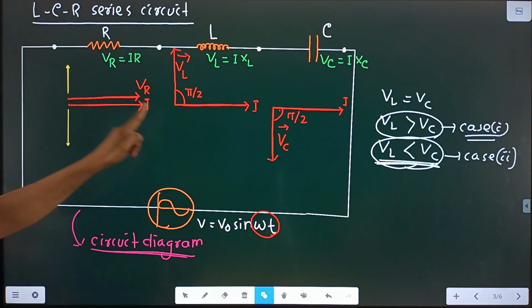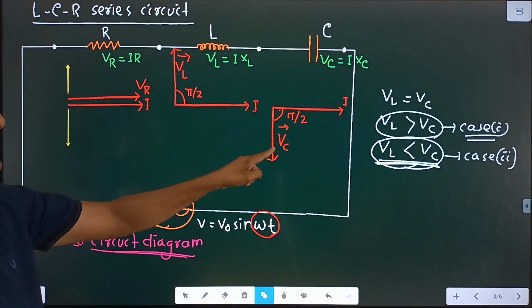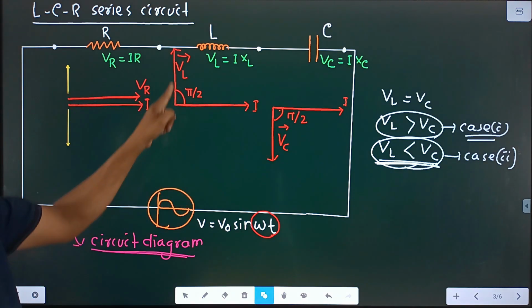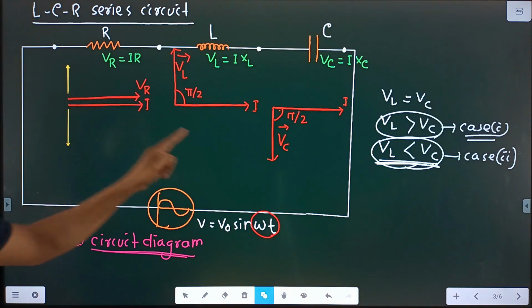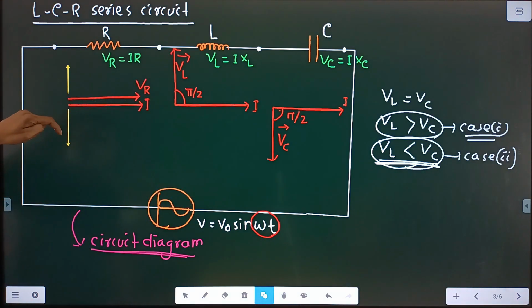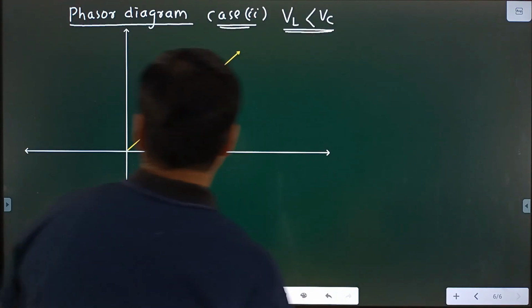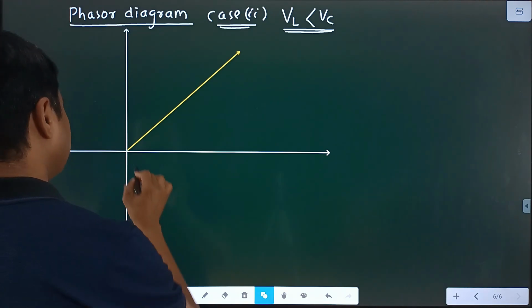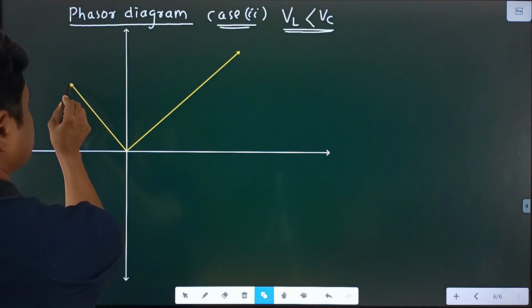This is the VR phasor. This one is the VC. VC is perpendicular to VR, and this is VL. VL is perpendicular to VR, and VC is also perpendicular to VR. But here VL and VC both are in the opposite direction. So first we draw the VL phasor, that is perpendicular to VR. This is the VL phasor.